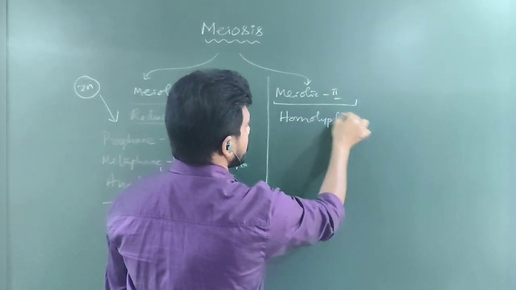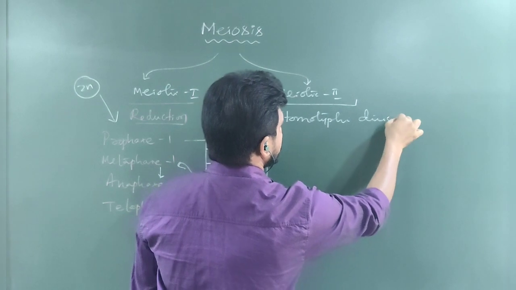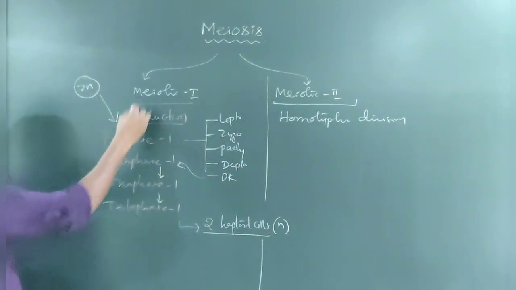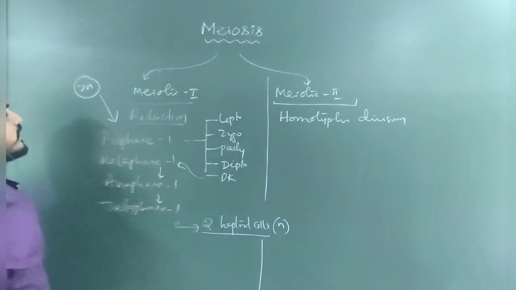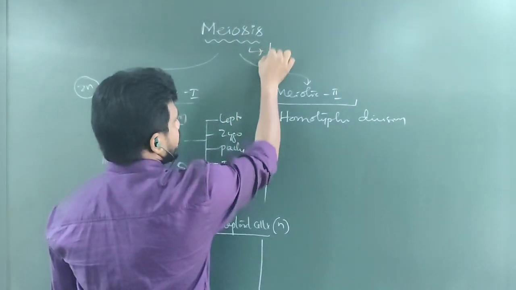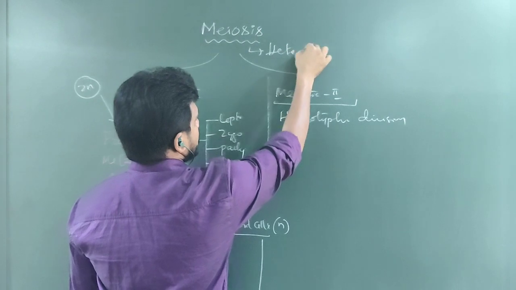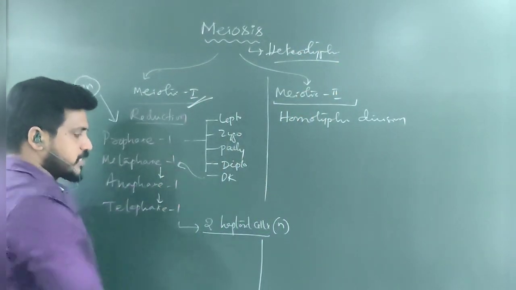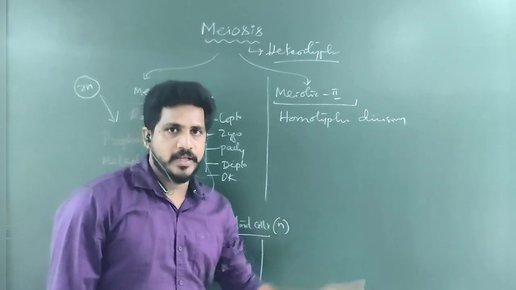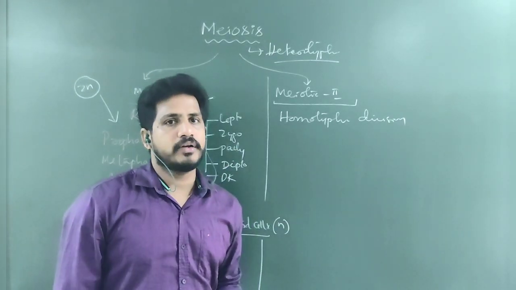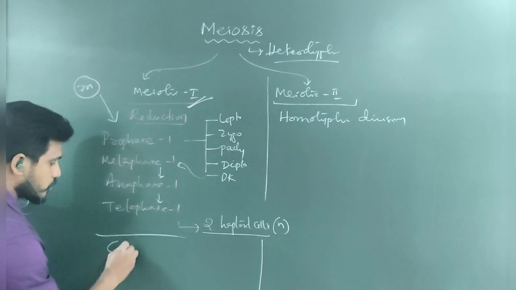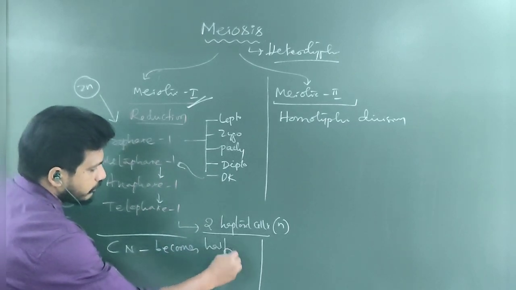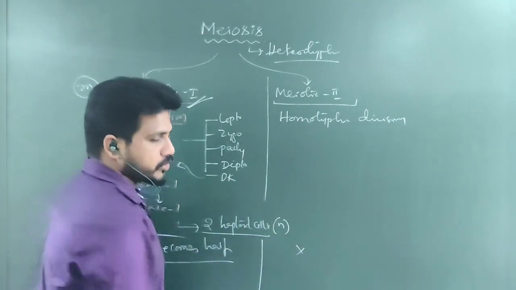homotypic division. Understand? Whereas meiotic 1 is heterotypic division. Simply, the entire meiosis is actually heterotypic division, because of meiosis 1, because reduction takes place here. Here no reduction, the chromosome number never becomes half. Here the chromosome number becomes half, but here not.